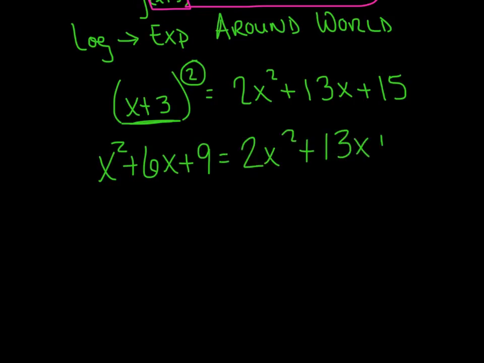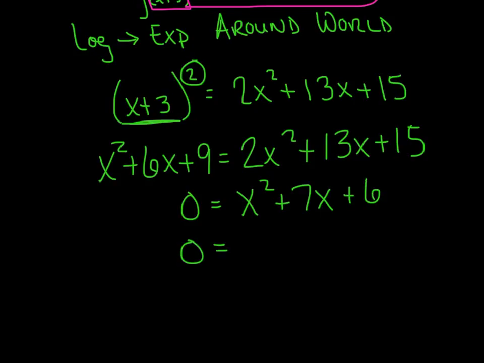Now I'm going to try to move all the terms to one side, in other words, set it equal to 0. If I subtract an x squared from 2x squared, I get 1x squared. Subtract 6x from 13x, and I'll get 7x. And I subtract 9 from the 15 to get a 6. Oh, it's going to factor real nice. Look at that, x plus 6, x plus 1.